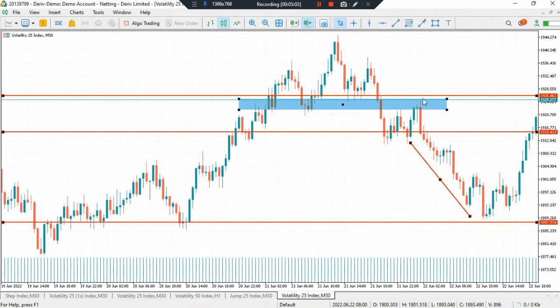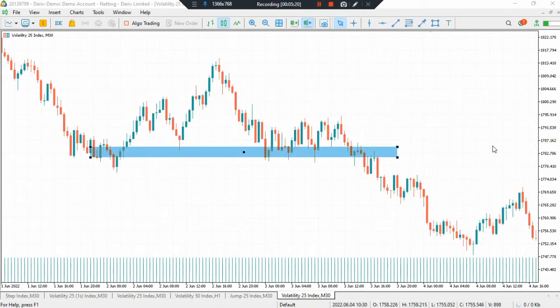So we want to look at an area that has been retested two or more times before it is broken down below and retested. Then we can look for these selling positions. That is what we are going to be doing. So let me show you another example. Okay, so this is my next example. As you can see, guys, we are actually looking at this area.